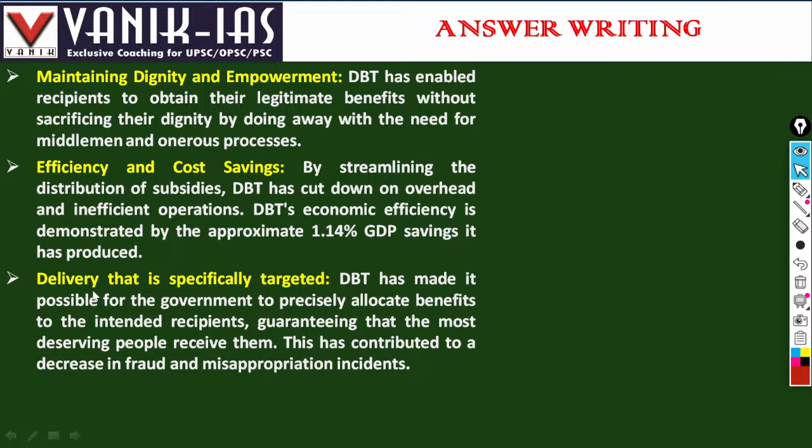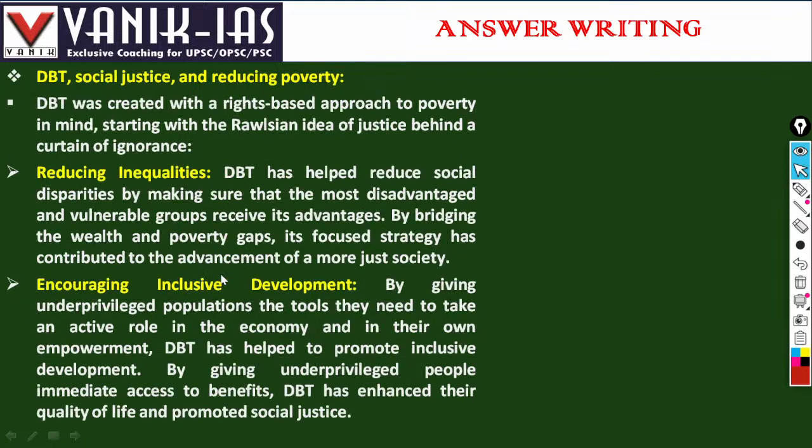Then delivery that is specifically targeted. DBT has made it possible for the government to precisely allocate benefits to the intended recipients, guaranteeing that the most deserving people receive them. This has contributed to a decrease in fraud and misappropriation incidents.